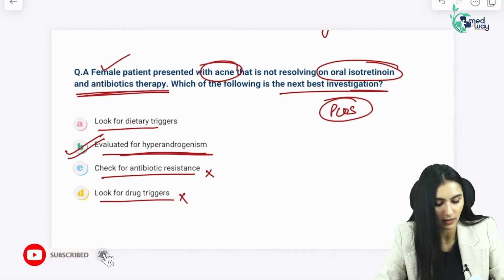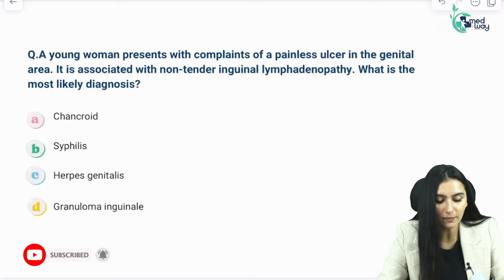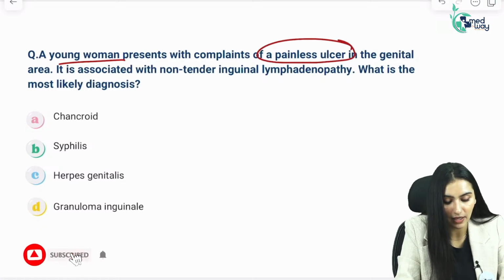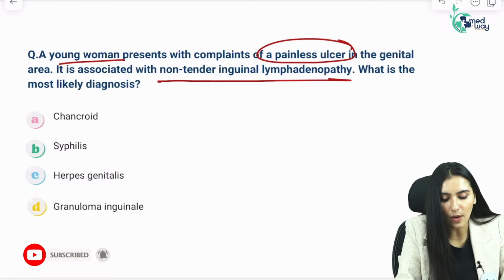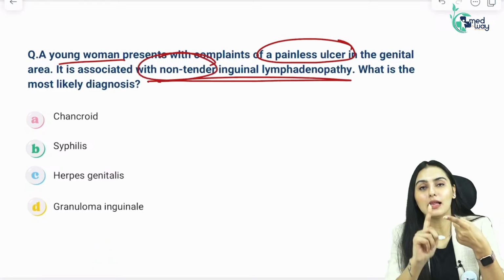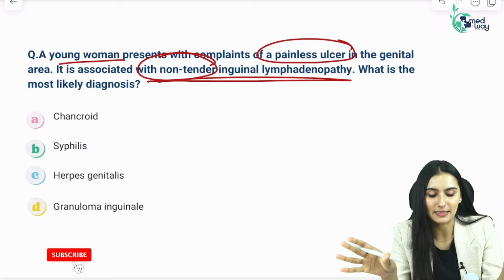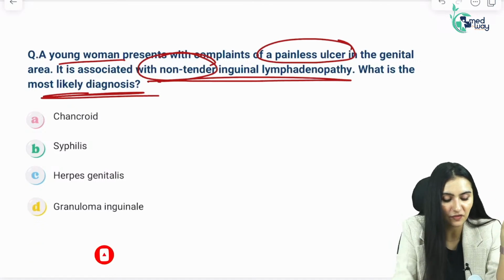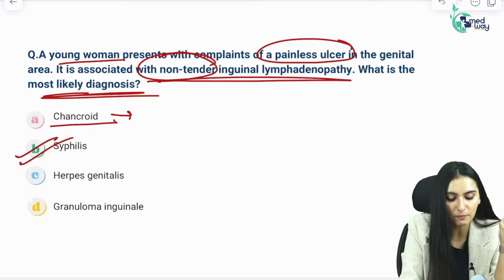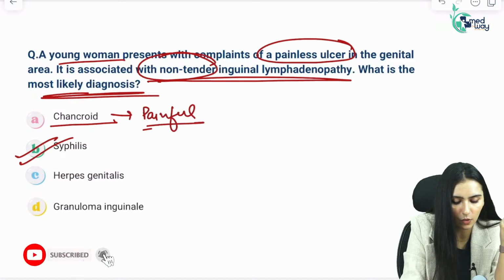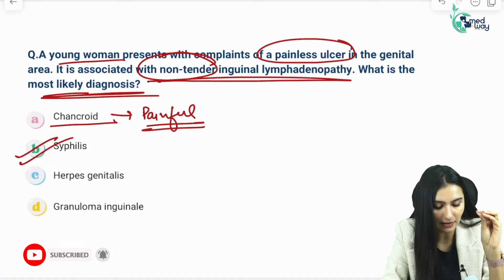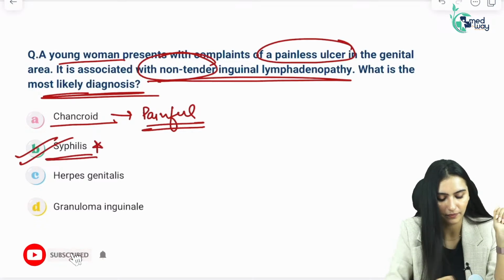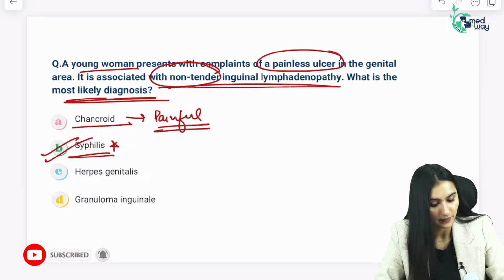Okay. Next question. A young woman presents with complaints. So, it's a young woman with a painless ulcer in the genital area. It is associated with non-tender inguinal lymphadenopathy. So, ulcer is painless and lymphadenopathy is painless. What is the most likely diagnosis? You need to remember, if both the things are painless, it is syphilis. Chancroid, it is painful. Okay. So, if it is a painless ulcer with a painless non-tender lymphadenopathy, the answer is syphilis. Okay. Yes, everybody has answered syphilis.